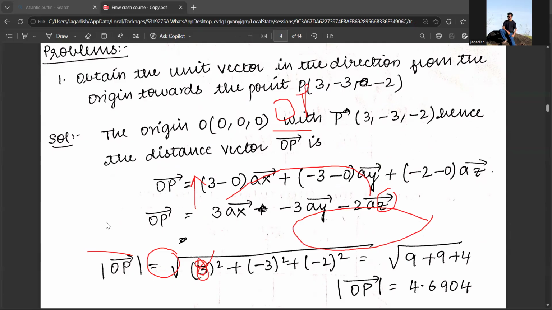So the first step in the unit vector, you will be doing the tail minus head. Since the origin is given, you have to take the origin as 0, comma. What coordinate system is this? This is a cylindrical coordinate system.